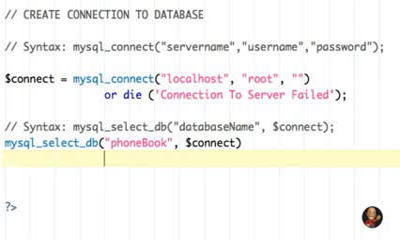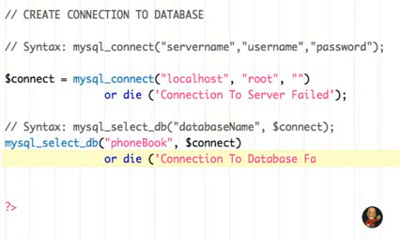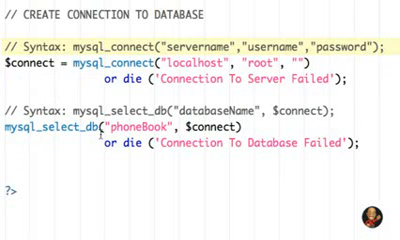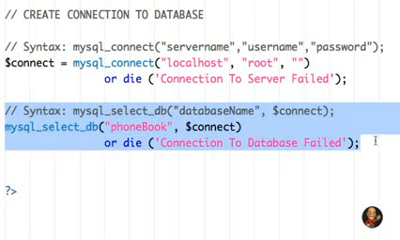And as we did above, we can use that "or die" if there's a problem connecting to this database. Maybe we typed the name incorrectly. So I'm just going to say "connection to database failed". So if we go back over this again, now you see the method for connecting to a particular database. First, we connected to the server here, and then we finally connected to a specific database here.